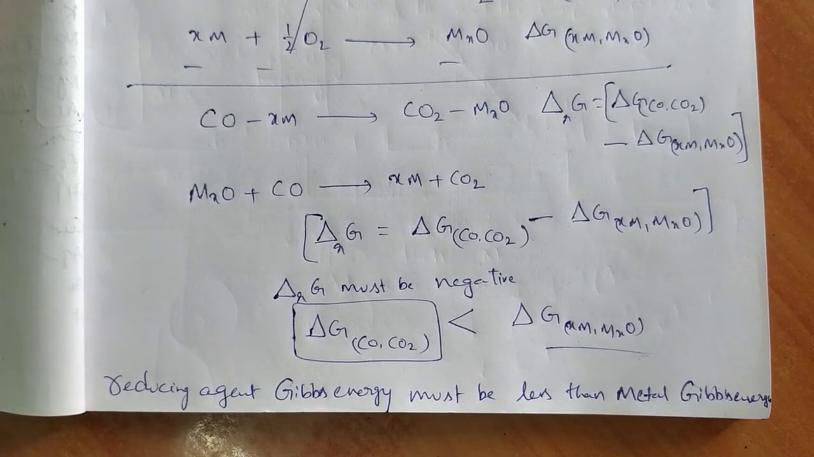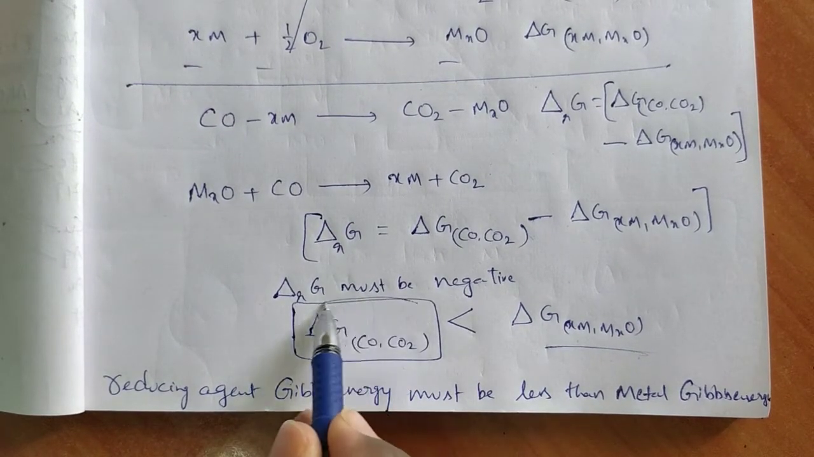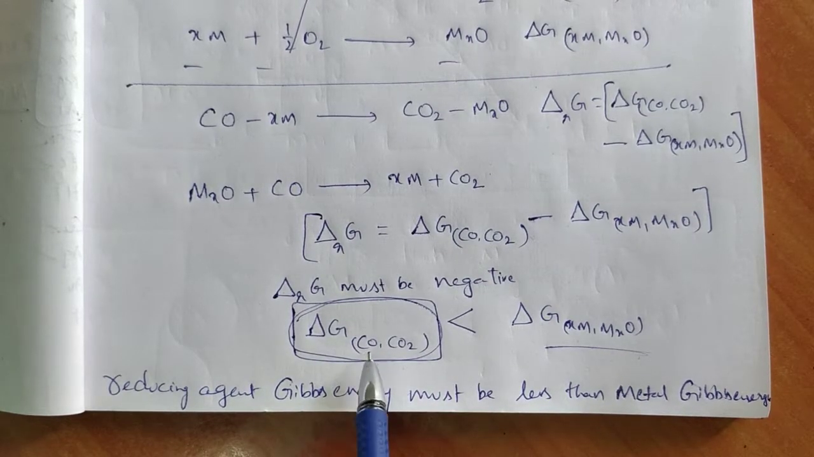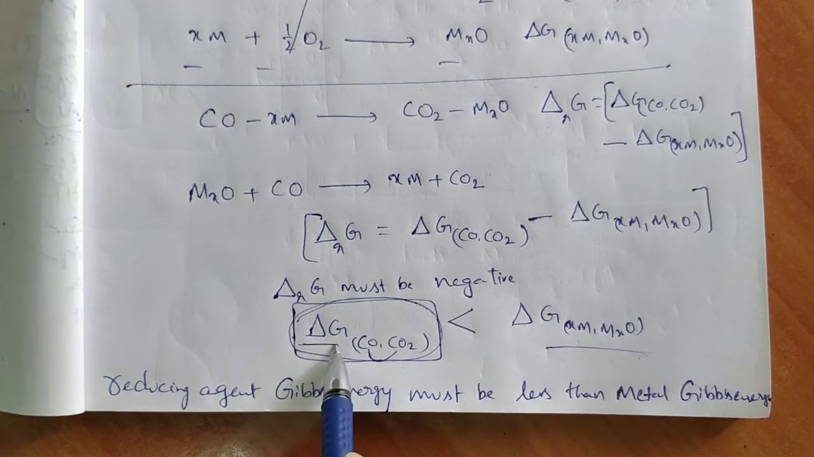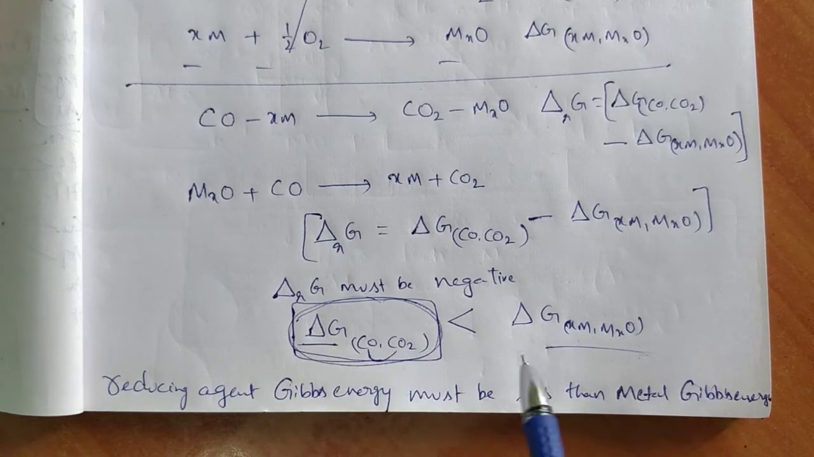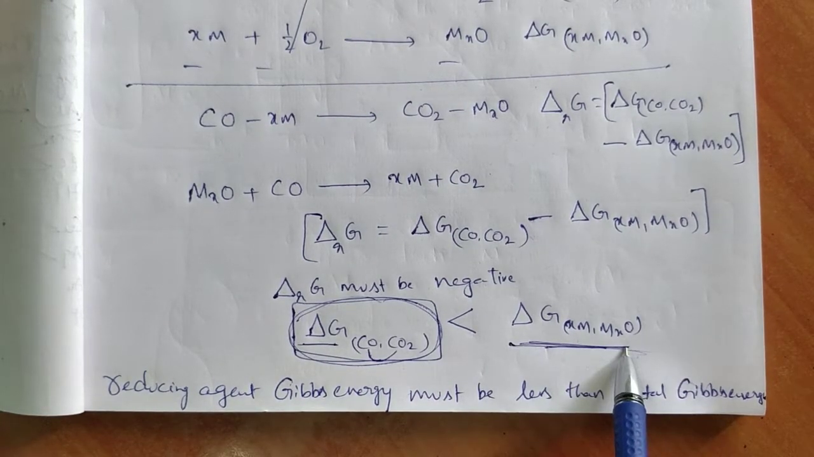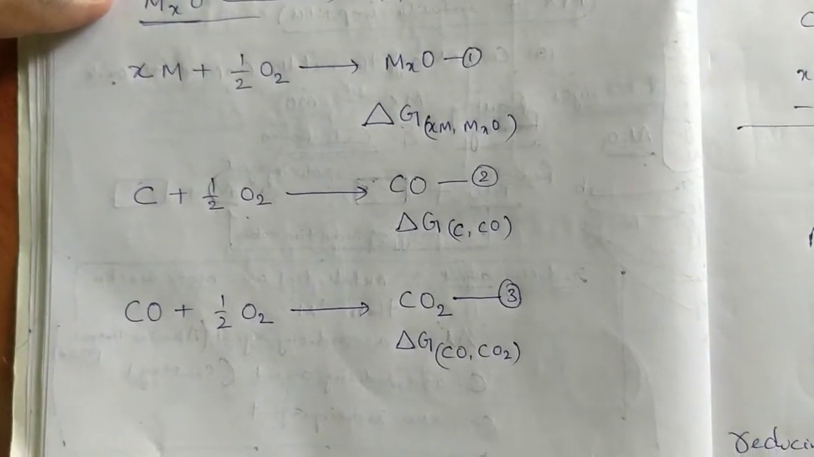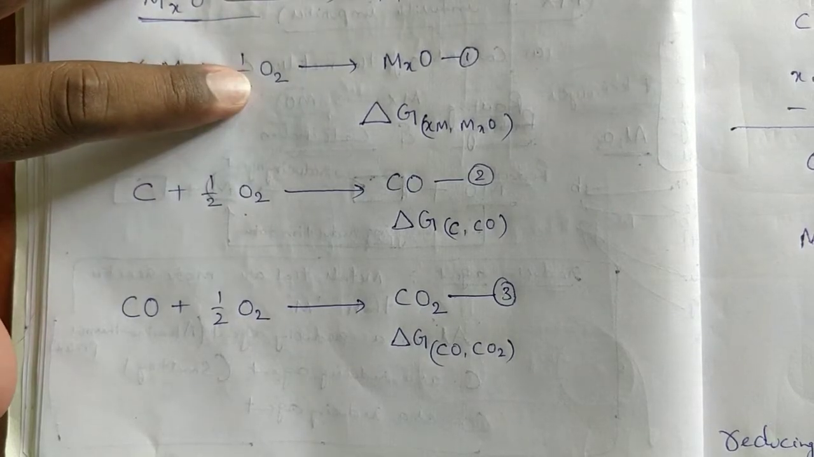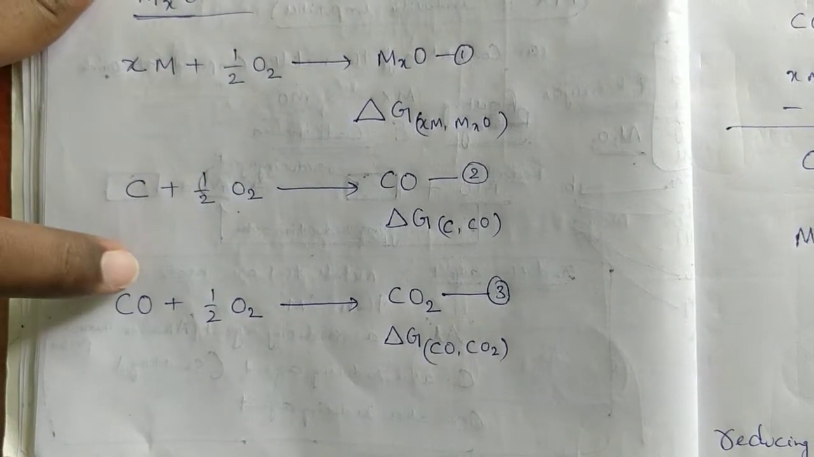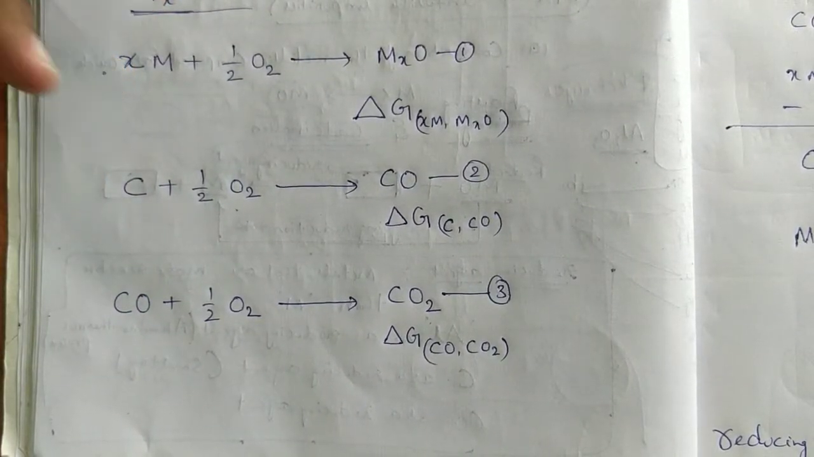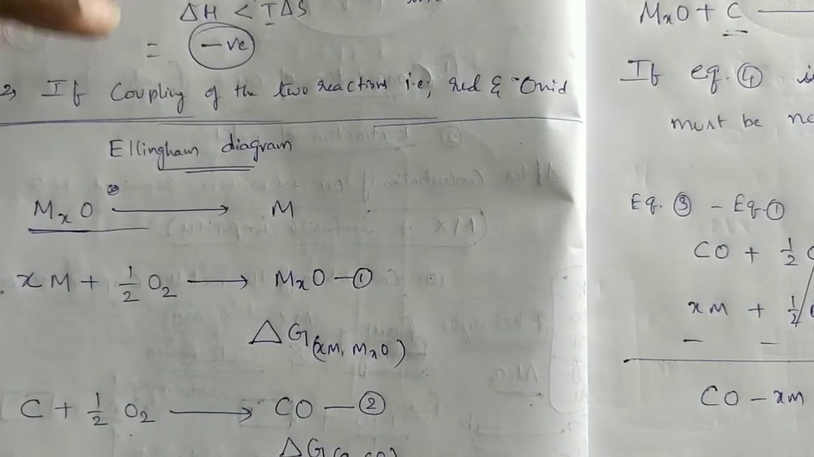What is the conclusion I finally brought? Whatever reducing agent we are going to select, that reducing agent will be converted to another form by gaining oxygen, correct or not? For that, there will be a Gibbs energy. That Gibbs energy must be less than the Gibbs energy of the metal. Now what are we going to do? We have taken individual processes. This is metal conversion, this is carbon conversion, and this is carbon monoxide conversion. Different reactions we have taken and we have coupled the reactions. This is called coupling of the two reactions.